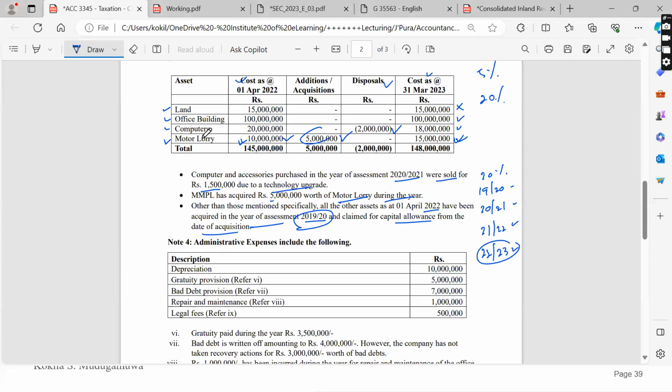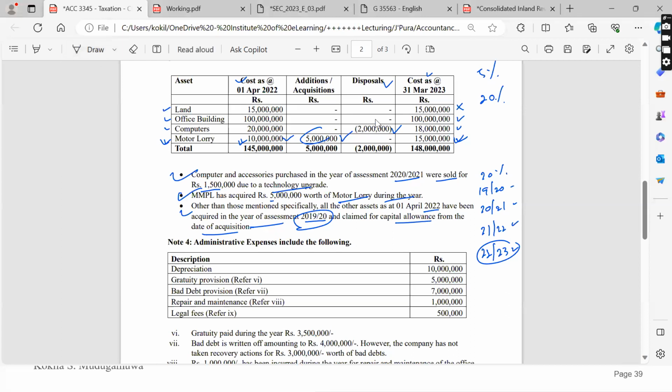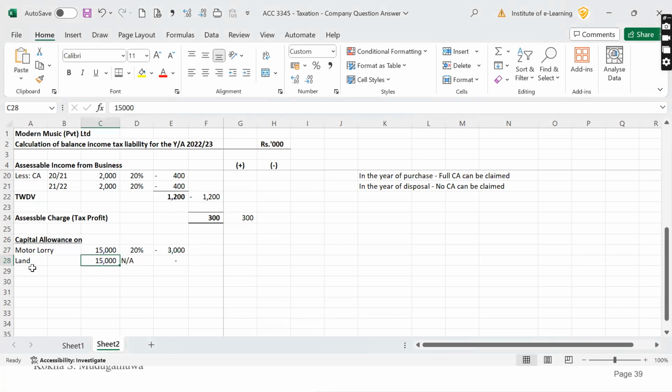Right. Then the next one, we have taken the motor lorry because of this adjustment. Then the other asset, land, no capital allowance. If you want, you can write down land as not applicable. You will put 0 for land. If you want, you can take the cost, again 15 million.